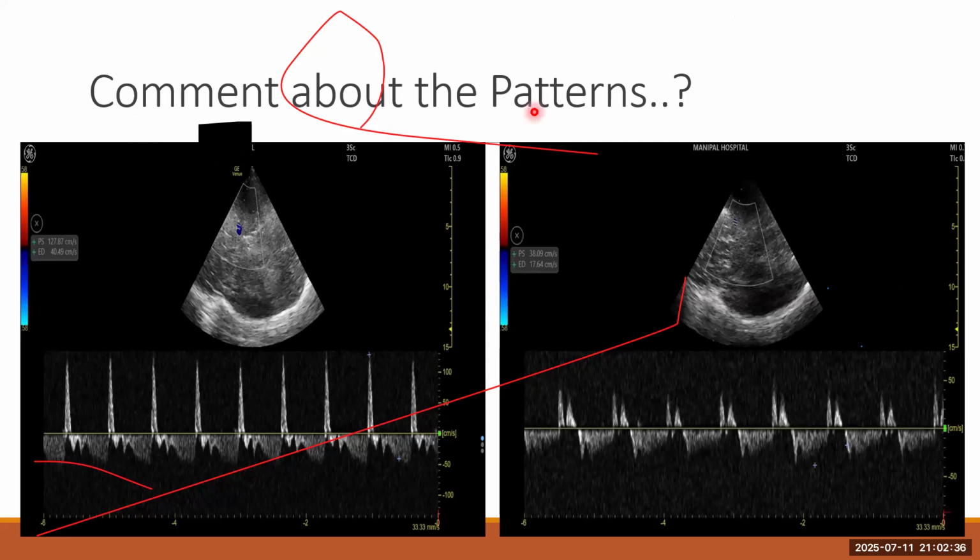Anyone else? These are diastolic. Yes, these are diastolic, reversal is there. We can see that diastolic velocities have reversed. So the left hand side of the screen and the right hand side of the screen, are the left and the right hand side both the same?